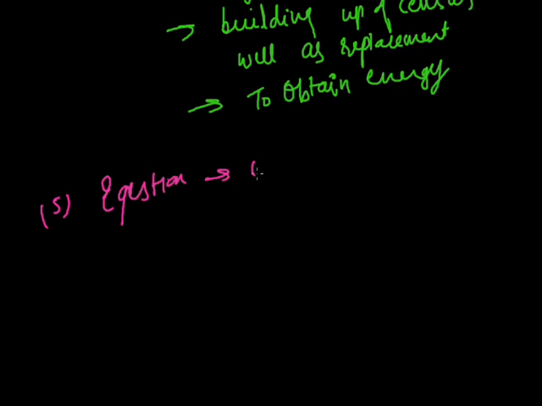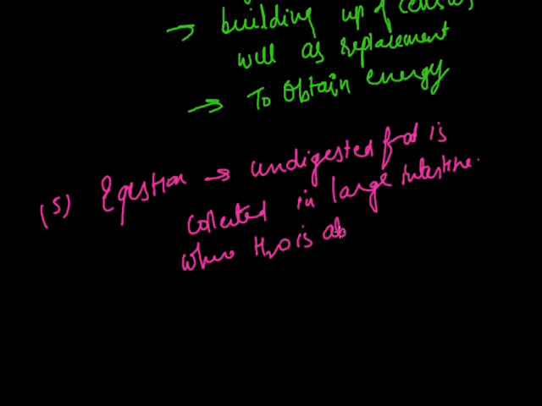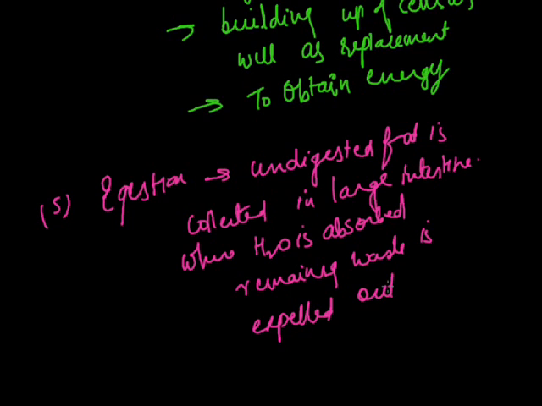In egestion, the undigested food is then collected in the large intestine where water is absorbed and the remaining waste is expelled out of the body through the anus, and this process is called egestion.